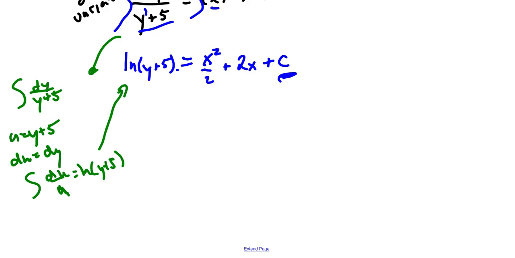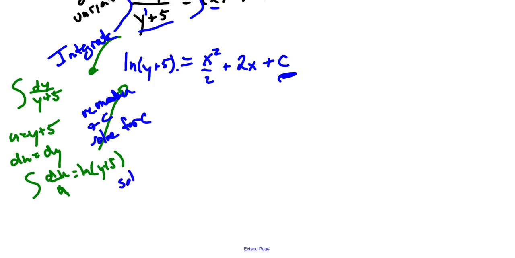So that's the second step. The first step is separation of variables. The second step is we're going to integrate. The next thing is remember the c, plus c. And you can also solve for c if you want to, sometimes, if we have an initial condition, but we don't. And then the final step is now we need to solve for y, or solve for the dependent variable.